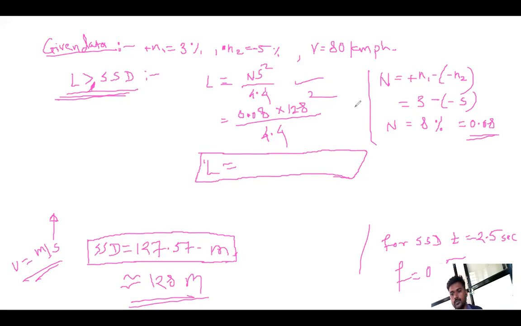0.08 into 128 square divided by 4.4. Right answer 297.89 meter. This is near about 298 meters. Okay, and now see here.